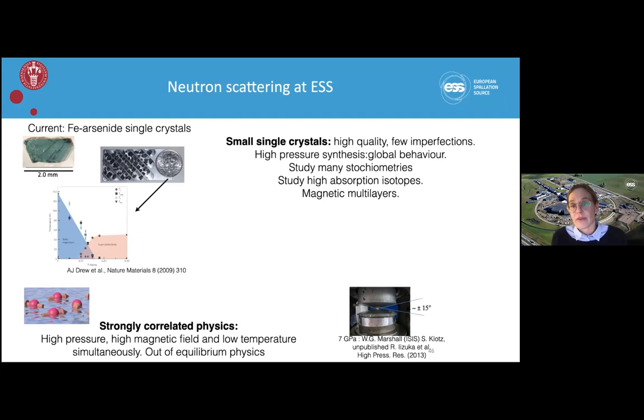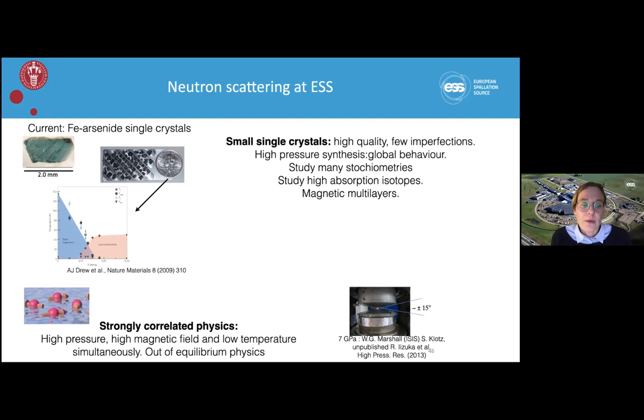They will have fewer imperfections. We want to look at materials that have been grown by high pressure synthesis. They tend to be grown in very small amounts. We haven't been able to look at these very frequently. We would like to study many stoichiometries, of course, to be able to understand phase diagrams and how stoichiometry alters the phase diagram and the exchange interactions, study high absorption isotopes, and study magnetic multilayers.